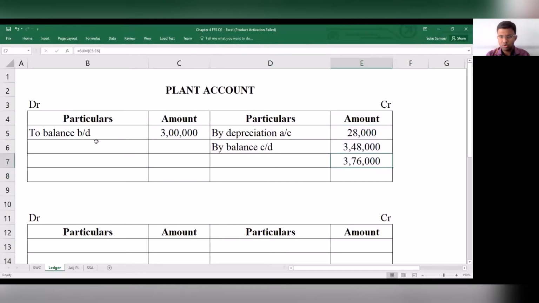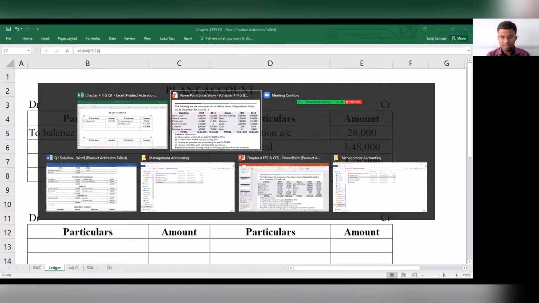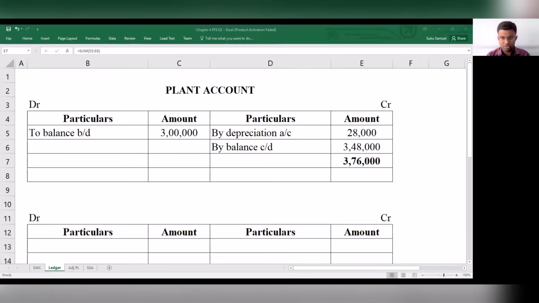So now let's total this up. We see that credit side is more. Please notice that credit side is more. So since credit side is more, here also it should be 3,76,000. Which means there has to be a balancing figure. Now how much is the balancing figure? Balancing figure is 76,000.